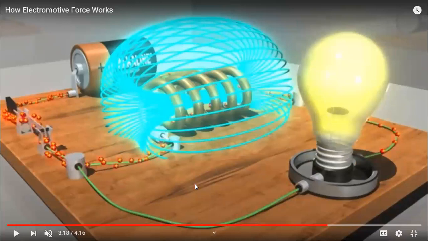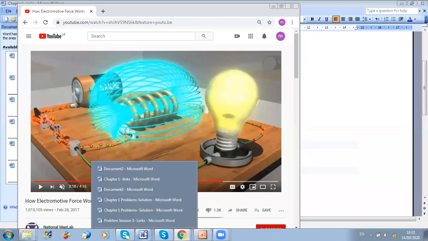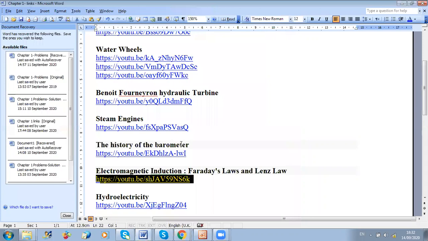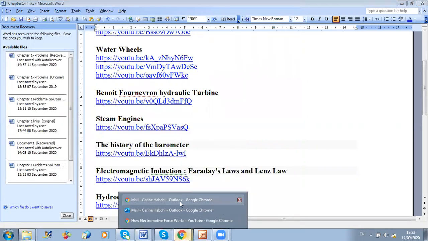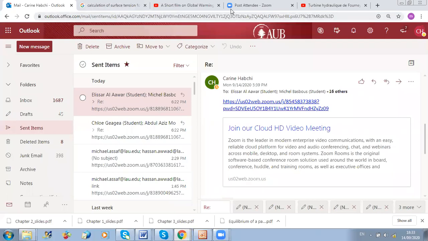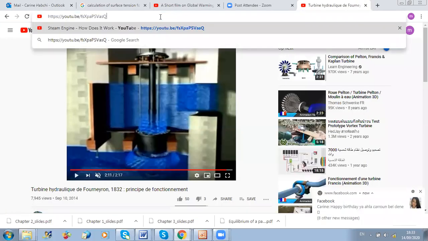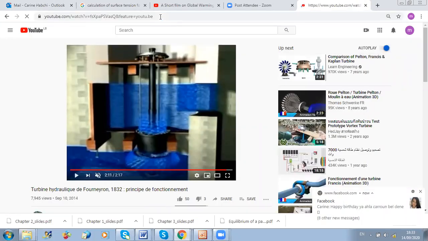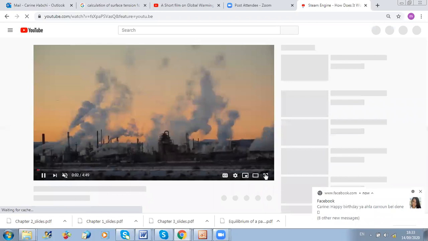Now, before continuing the slide, I want also to show you how a steam engine works. So we have done also engines. So we will look at a video on steam engines. So here we will see how heat from steam can be transformed into other types of energy.